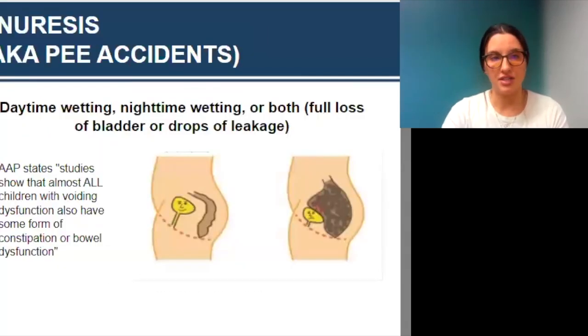So for enuresis or pee accidents, that can be daytime wetting, nighttime wetting, or both. And there can be a full loss of the bladder or drops of leakage. The American Academy of Pediatrics states that there are studies that show that almost all children with voiding dysfunction also have some form of constipation or bowel dysfunction.